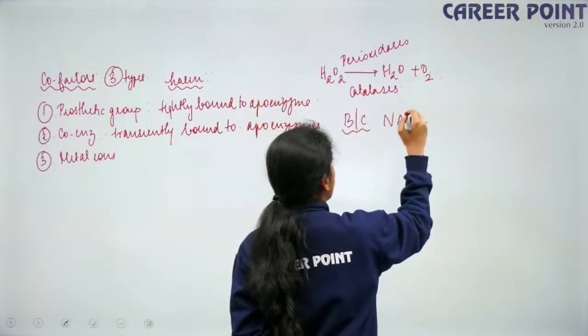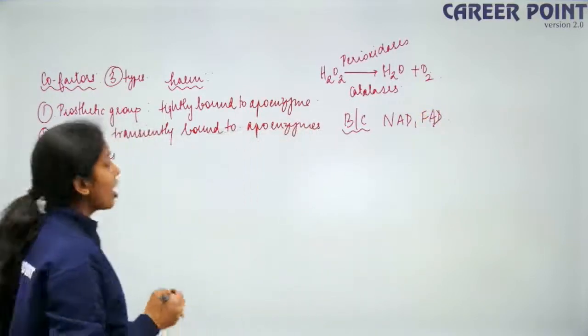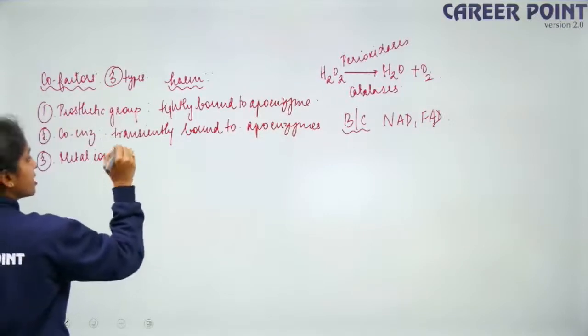So you have your NAD, FAD, FMN, right? So these are your coenzymes. The next one is metal ions.